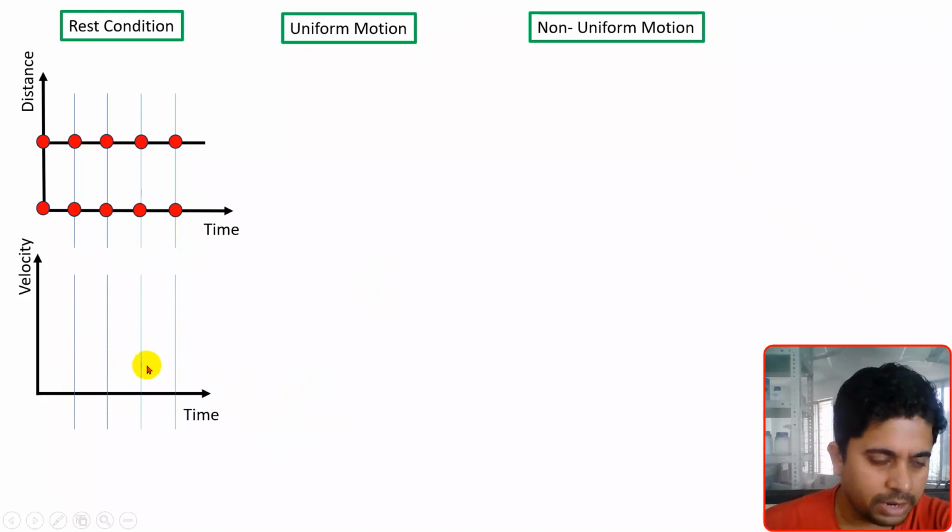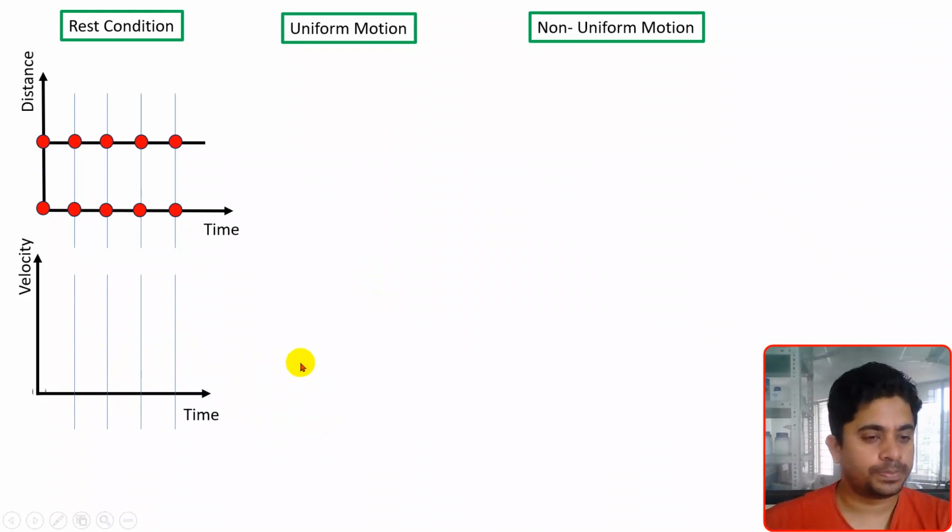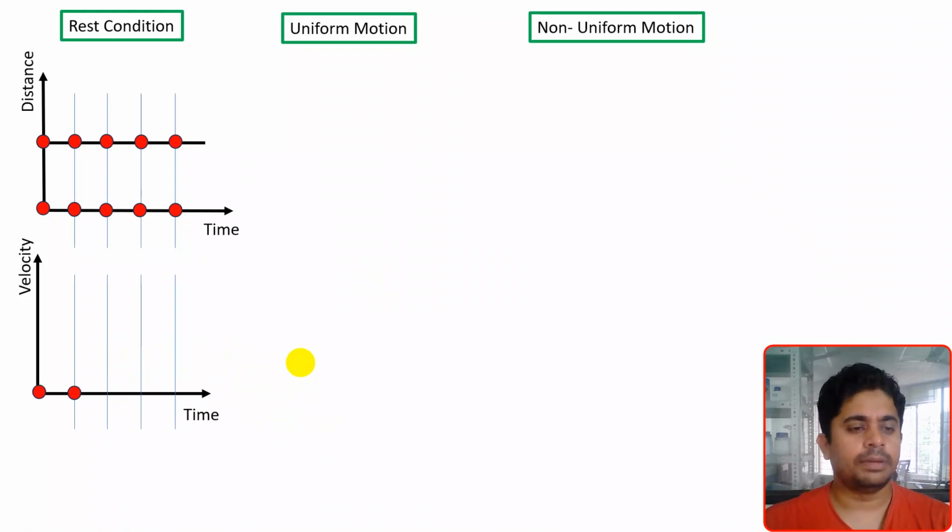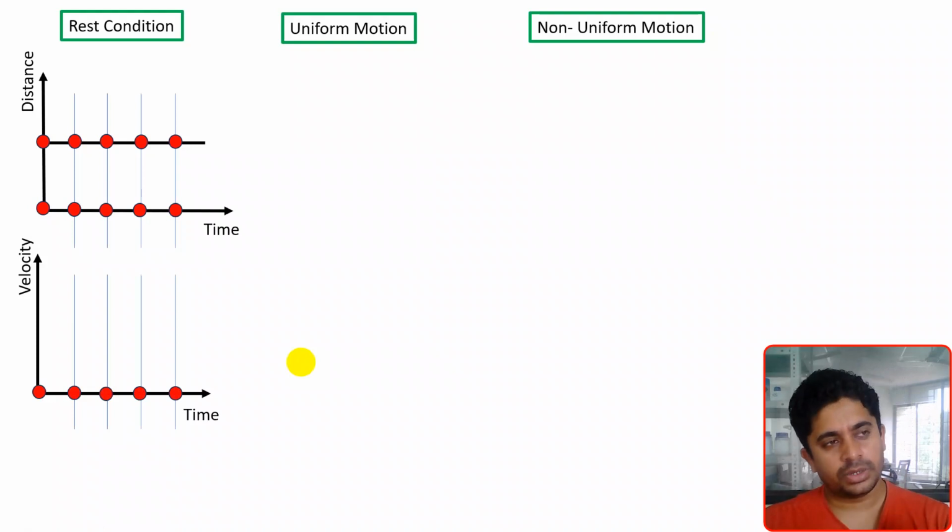Again, we will divide the time interval into four parts. Time is 0, velocity is 0. Next time, still it is 0. A few more times, still it is 0. These points indicate the corresponding velocity and corresponding time that we have taken. But for any time, the velocity is 0.